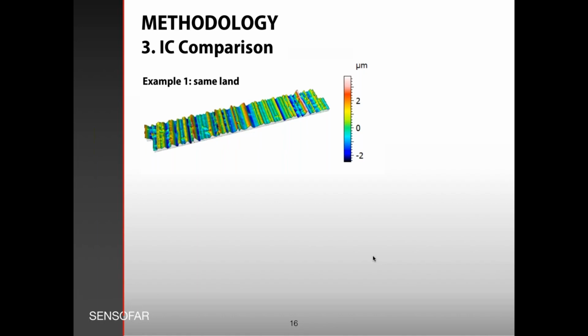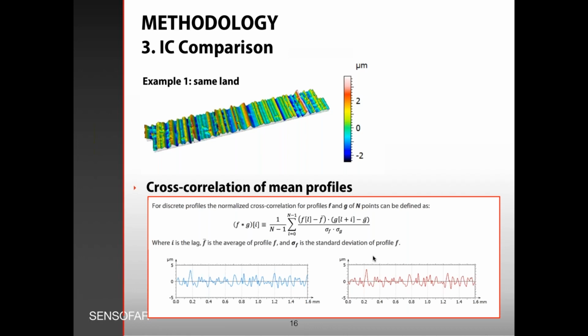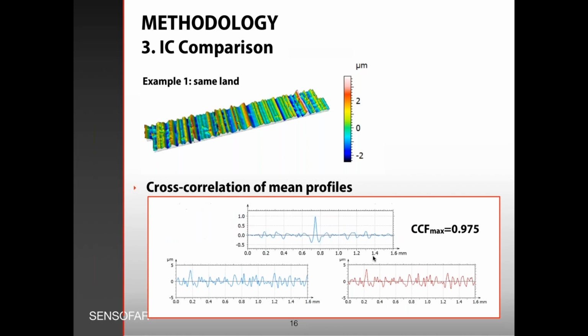Now the goal is to do this, instead of visually, by using a parameter. We are using the cross correlation of the mean profiles. This means that from the 2 individual characteristic surfaces, we take a mean profile and we compute the cross correlation of the mean profiles. The result of that is a profile that has a peak in the position where the profiles are more similar.